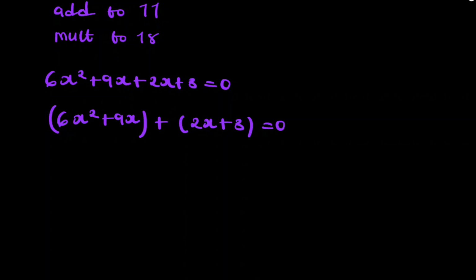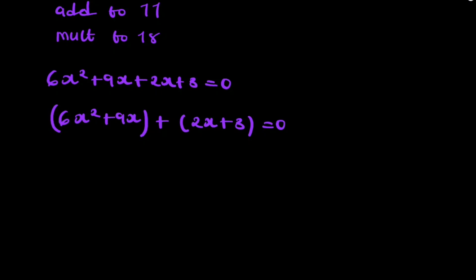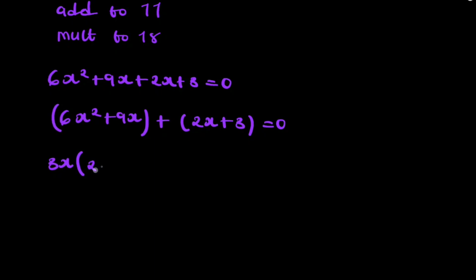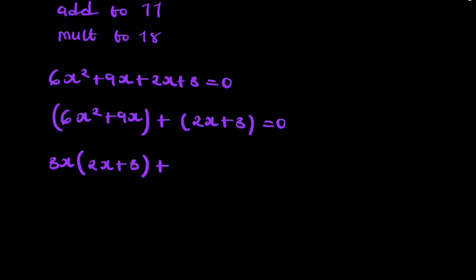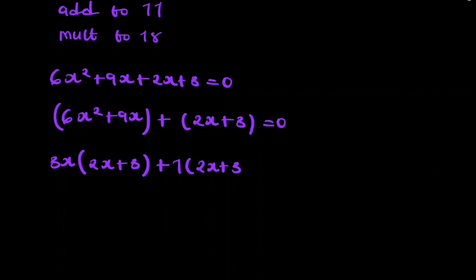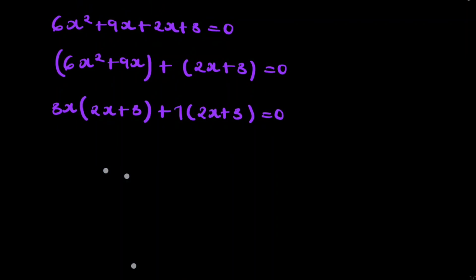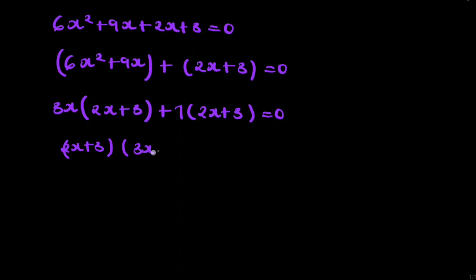In our first pair, what is common? 6 and 9, 3 is common and x is common. So we'll factor out 3x, leaving 2x plus 3. And in the second bracket, what is common is just 1, so I'll factor it out, leaving 2x plus 3. And now I'm going to factor out the common binomial, so it's going to be 2x plus 3 times 3x plus 1 equal to 0.